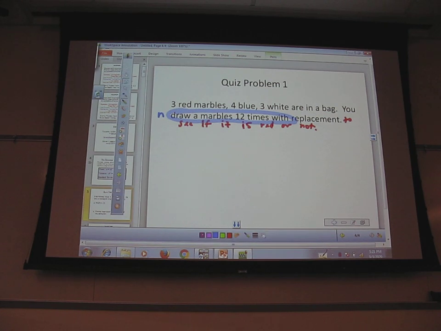So 3 out of 10 marbles. My little p is 3 out of 10, which means that my little q is what? 0.7. Good? Okay. All right. Now I can do the rest of these pieces. Now I can look at what else we have.